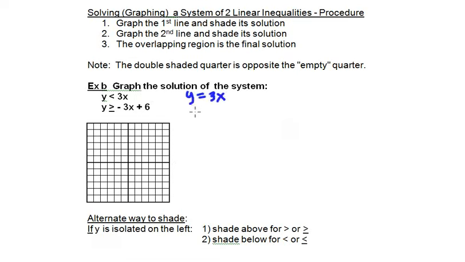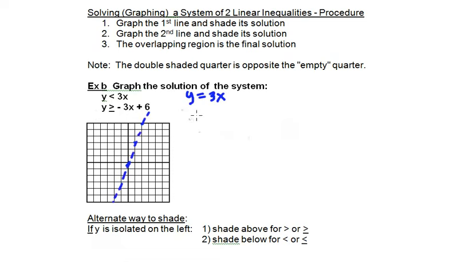So if we look at the line y is equal to 3x, that's a line going through the origin with a slope of 3, so we're going to anchor here, and again it's got a slope of 3, so we go up 3 units for every 1 over. And we can continue this. And again, before we connect the dots, we want to determine whether this should be a solid line or a dotted line. And because it's a strictly less than, we are going to make this a dotted line.